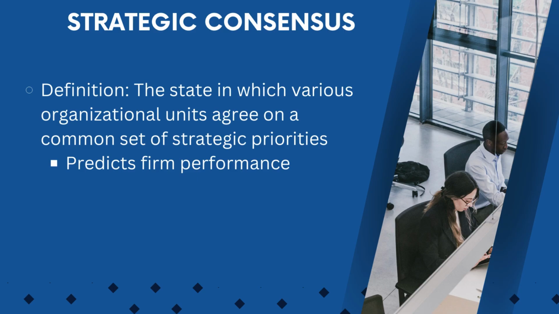In addition, strategic consensus occurs when the various organizational units agree on a common set of strategic priorities. Although it may seem that the greater the consensus across units, the better the firm's performance, this is not always the case, because we must differentiate between consensus regarding strategies and consensus regarding goals.